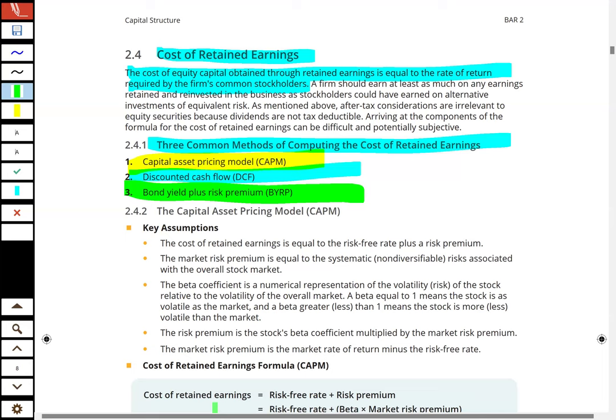But let's take a look at some of the key assumptions here. Okay, so cost of retained earnings is equal to the risk-free rate of return plus a premium. Now, they don't call out what the risk-free rate is, but the risk-free rate of return really is tied to the risk associated with federal government debt, okay, treasury securities. That's really where you would get the risk-free rate.